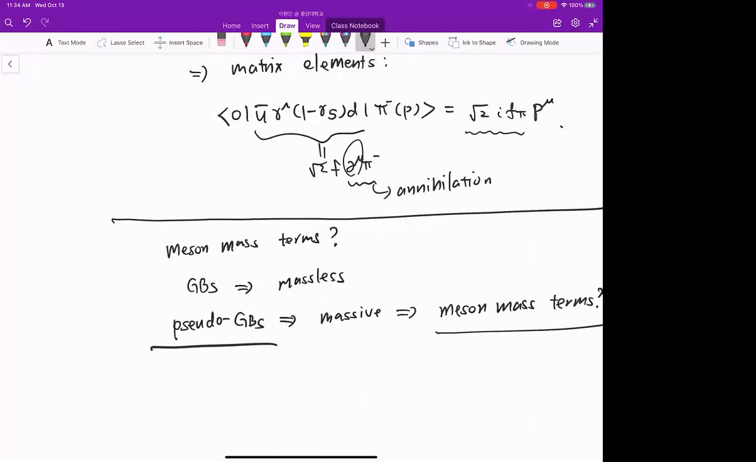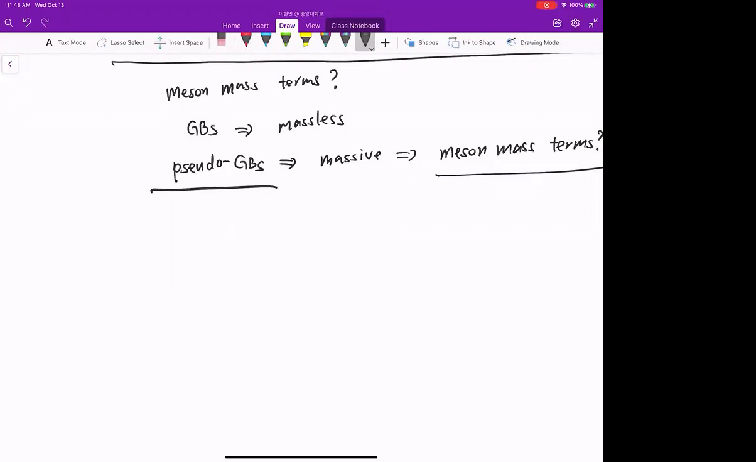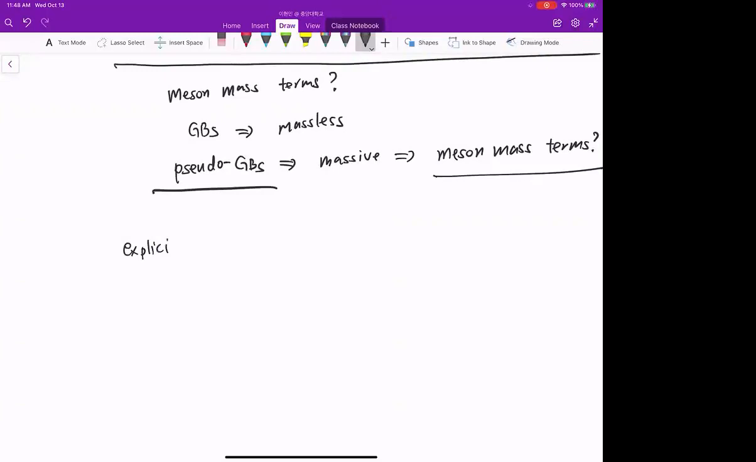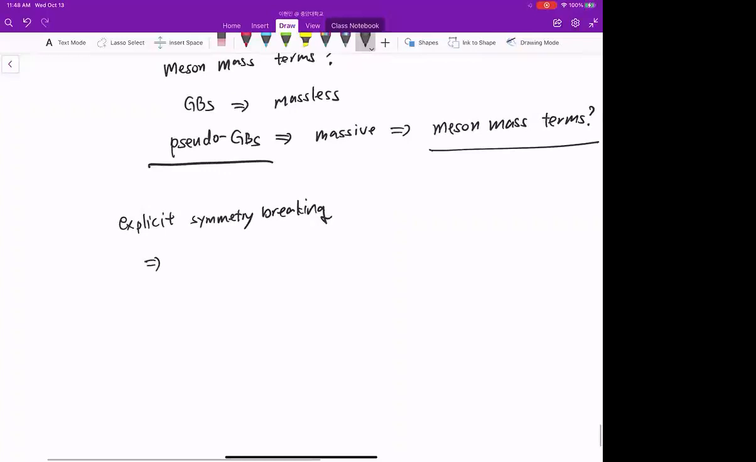I will finish this discussion on meson mass terms. So meson masses break the flavor symmetry explicitly. Oops, my iPad is so hot. So the meson mass matrix: explicit mass terms at the level of quarks, the quark Lagrangian contains quark masses, right? So q_L M q_R, with the diagonal u, d, s quark masses, M_u, M_d, M_s.